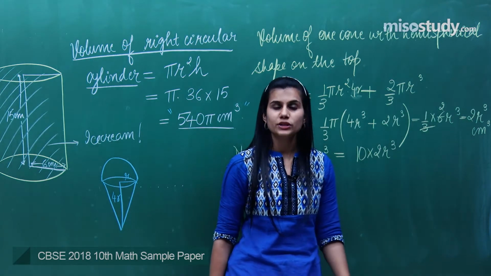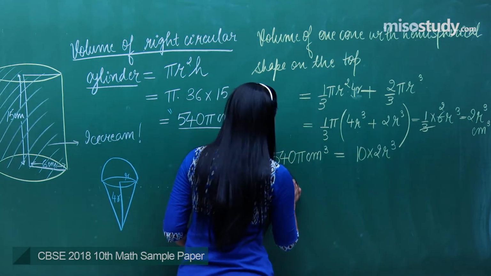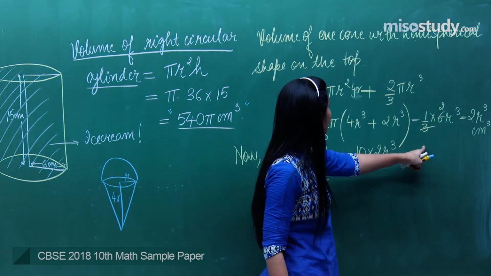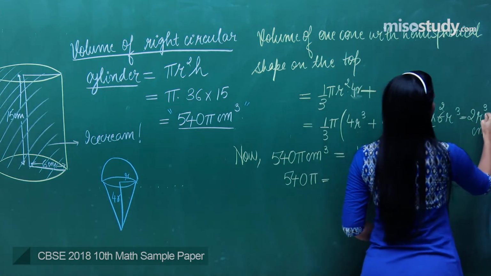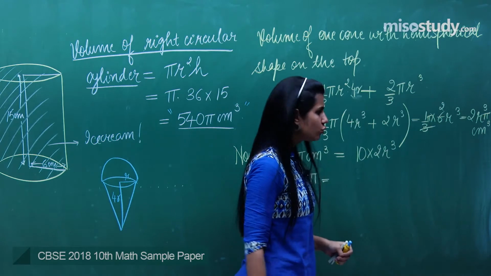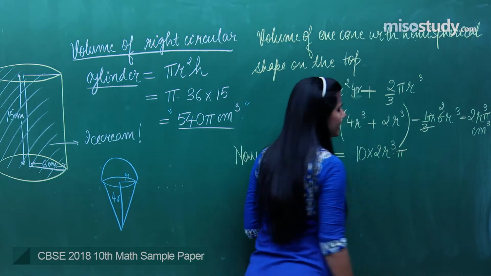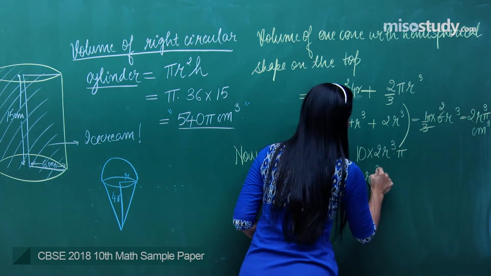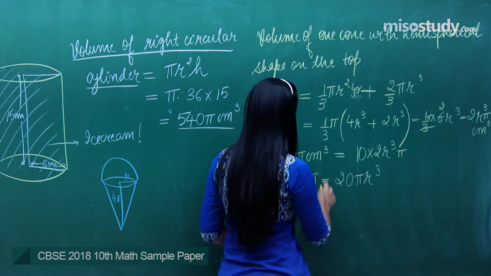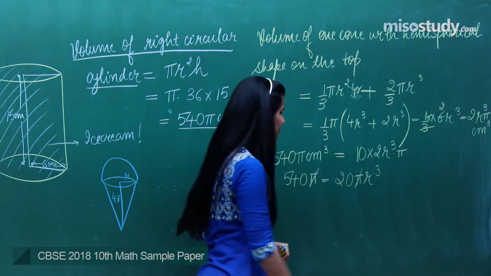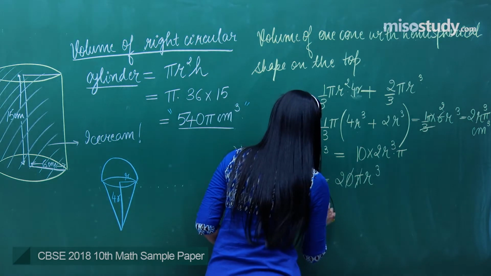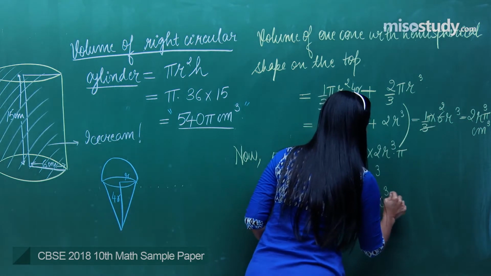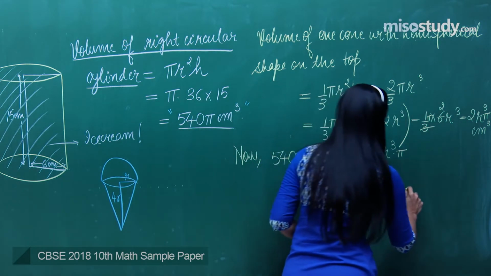This eventually becomes 540 pi is equal to... will pi be here as well? Yes, of course, we have missed a pi over here. This is 2 pi r cube, so over here also there will be a pi present. So this will be 540 pi is equal to 20 pi r cube. Pi and pi get cancelled, the 0 cancels, and you're left with 54 upon 2 is r cube, which gives you r cube is 27.